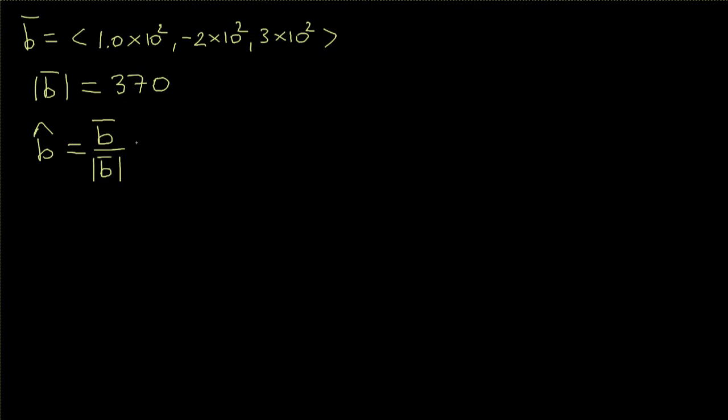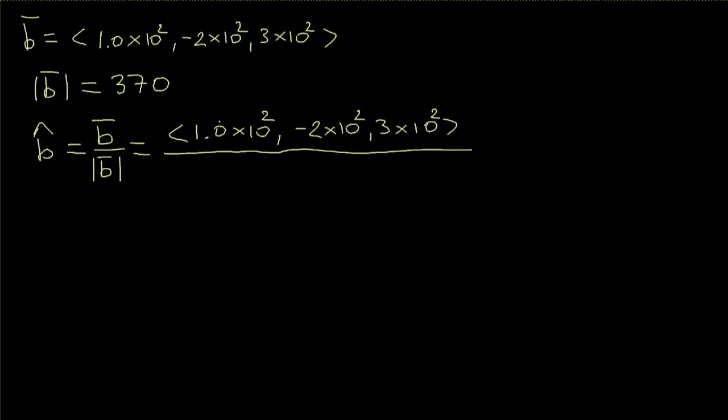Okay, what does this mean? This means that if I take the vector B and write it here again, this is my x component of vector B, this is my y component of vector B, and this is the z component of vector B. I have to divide this vector by the magnitude, which is 370. When you have a vector divided by a number, you need to divide each component, the x component, for example, by this number 370. You have to divide the y component by 370 and the z component by 370.